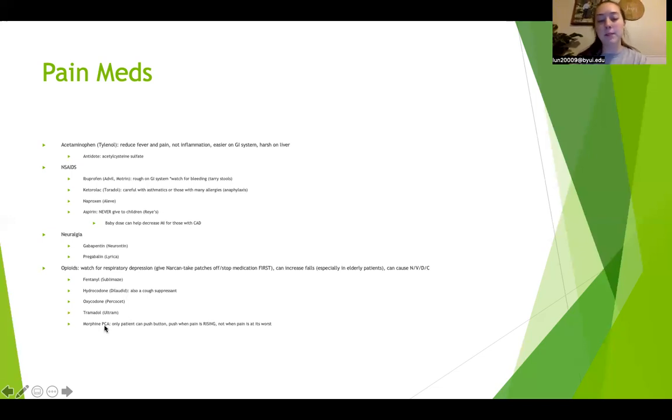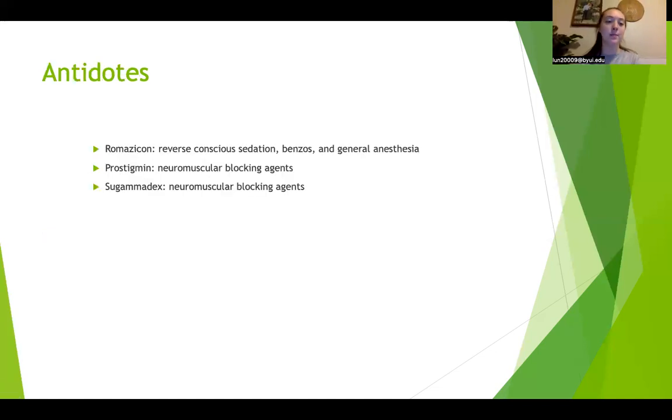Morphine PCA, just remember only the patient can push the button. Push when the pain is rising, not when the pain is at its worst. So we're controlling pain, and it's just easier to do when it's at lower amounts.